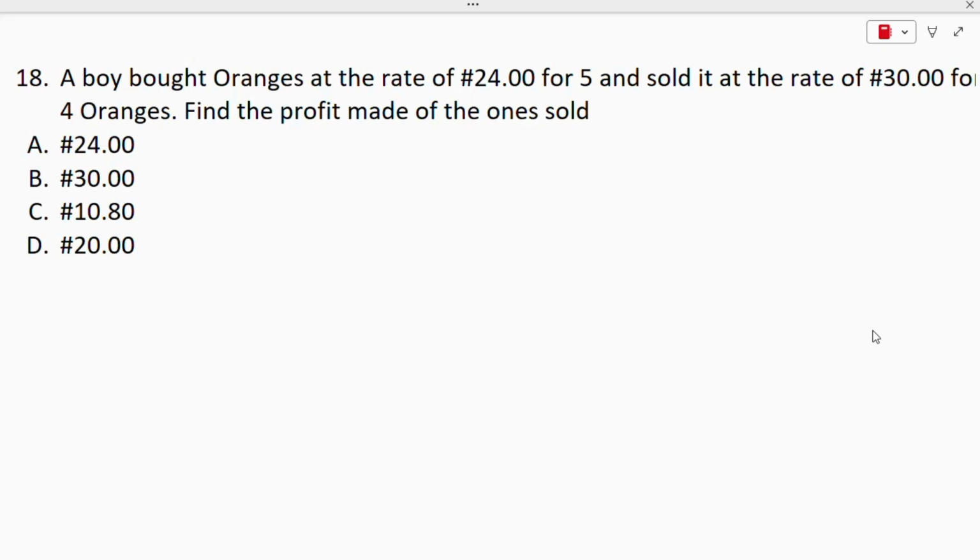So the first thing, guys, we are going to calculate the cost price for one orange and the selling price for one orange. So we are going to say the cost price per orange, that is the cost price for one orange, is equal to, now we said that the boy bought oranges at the rate of 24 naira for 5. So for the cost price for one, we are going to divide 24 by 5, which is equal to 4.8. So this implies that the boy bought one orange for 4.8 naira. So we have been able to calculate the cost price for one orange.